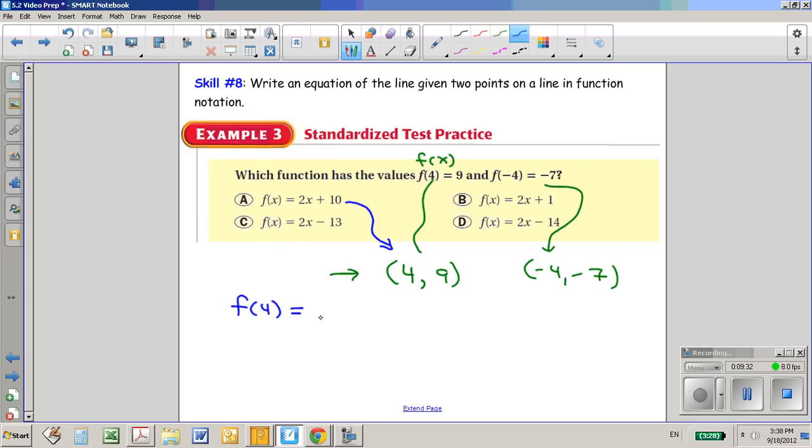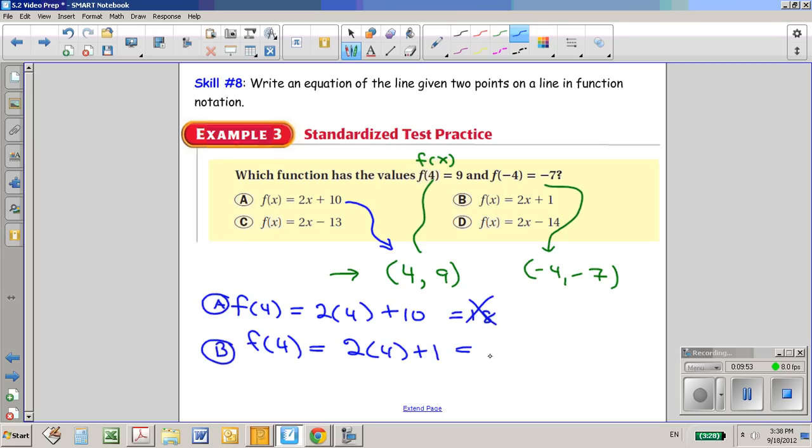So if I substitute x with 4, what kind of answer do I get? Well, for A, I get 18, which is obviously not 9, so that doesn't work. So then I would try B, and again, since I'm using 4, 9, I'm still using 4 for x value. And yeah, you got the right answer. So you can actually stop here, and that's going to be your answer, so B is the right choice.